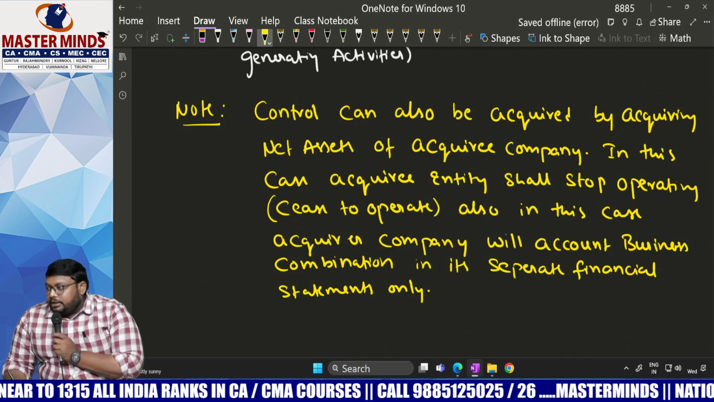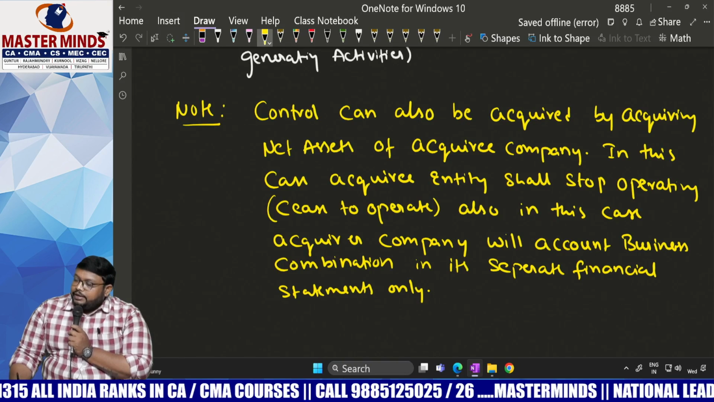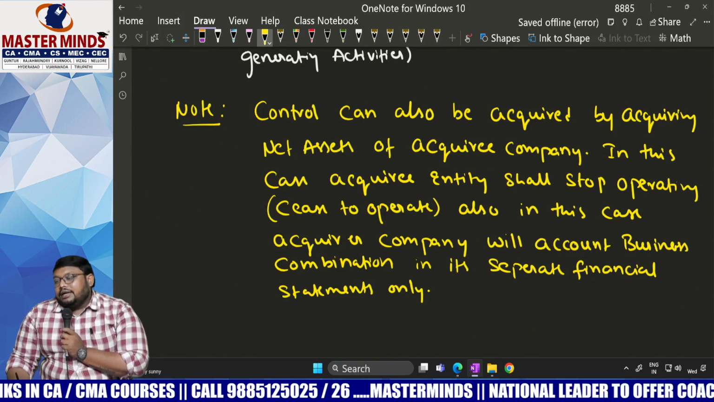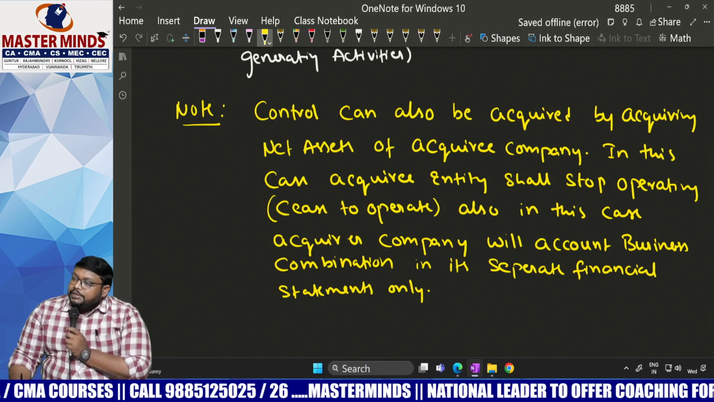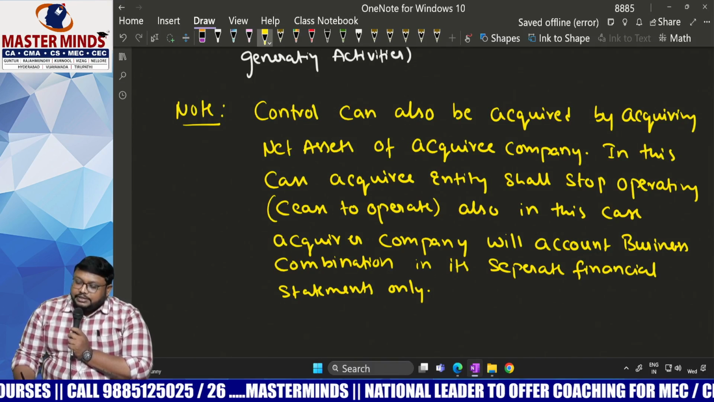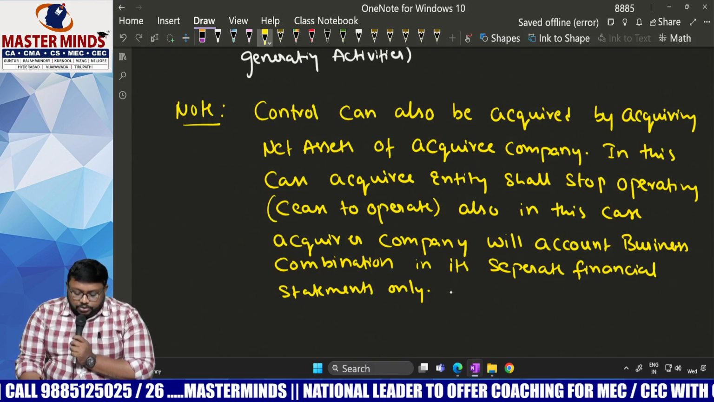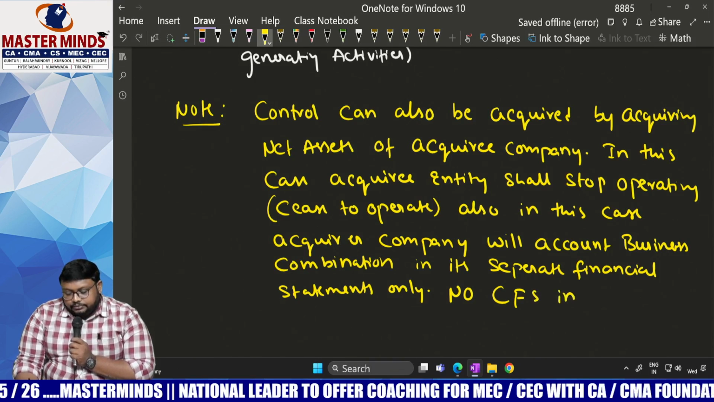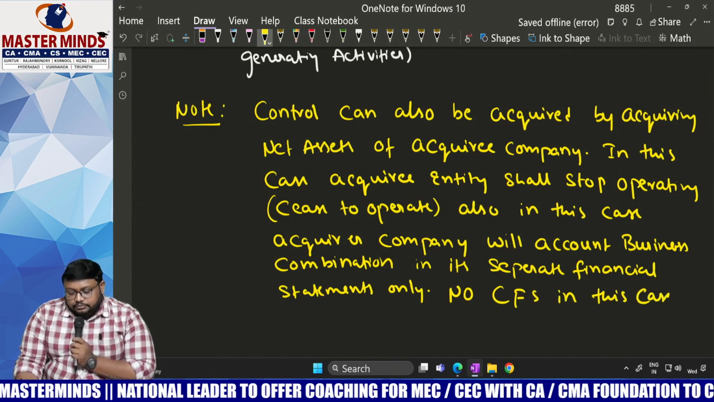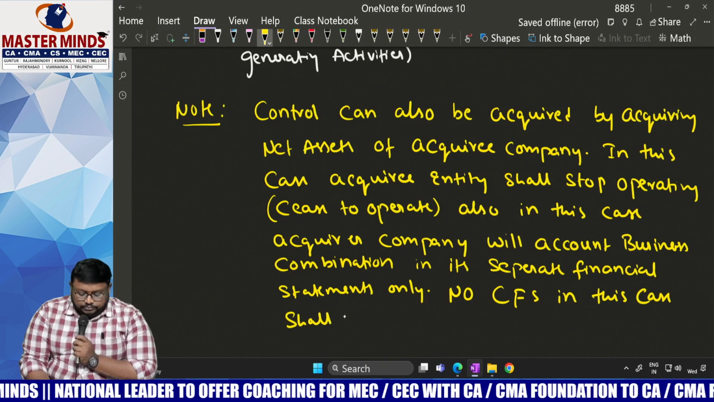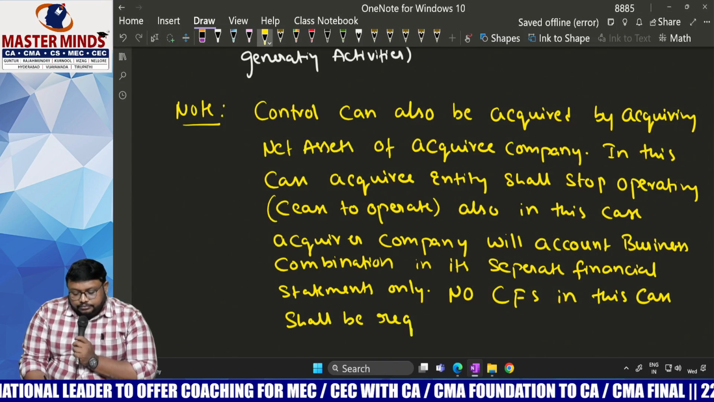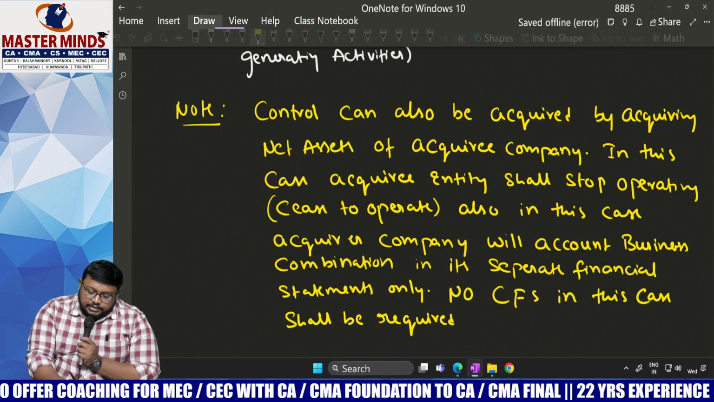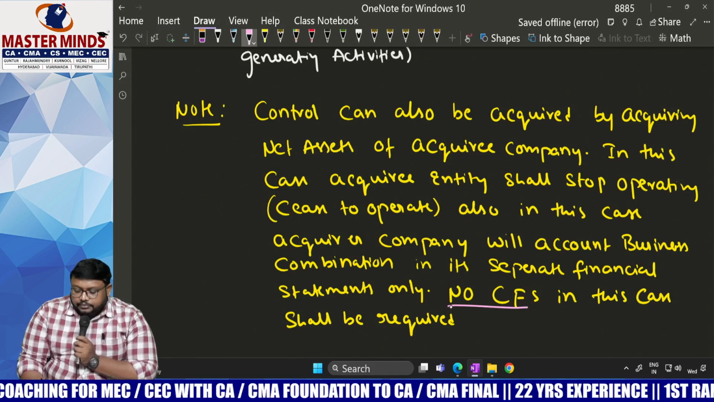In such condition, is consolidation required? No. When we are acquiring the entire net assets of other business, the other business stops operating. In such condition, consolidated financial statement is not required. Business combination we will do in the separate financial statements only. You can write down there, no CFS, no consolidated financial statements shall be required in this case.